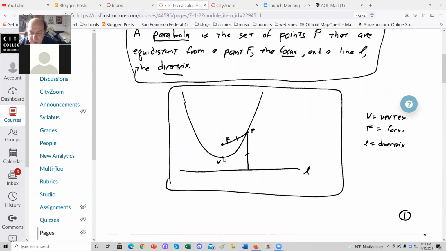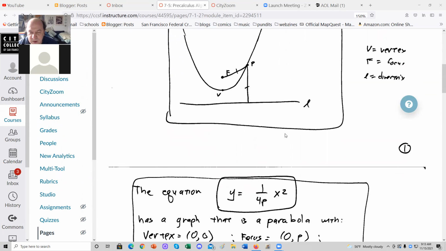So for example, this lowest point, the vertex, is halfway between the focus and the directrix. And it goes like this. This maybe is not an accurate drawing because this looks shorter than that, but whatever.